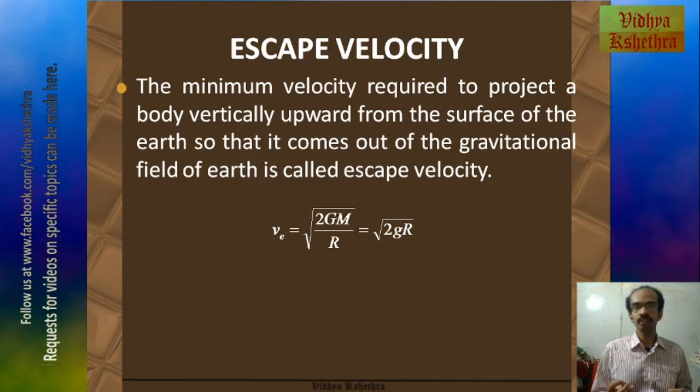The formula for escape velocity is given by the square root of 2GM by R, or equal to the square root of 2gR. Here R is the radius of the Earth, M is the mass of Earth, and G is the universal gravitational constant. So this is the end of this video. In this video, I have discussed the concepts of acceleration due to gravity, its variation depending on various factors, the gravitational potential energy, and finally the escape velocity.